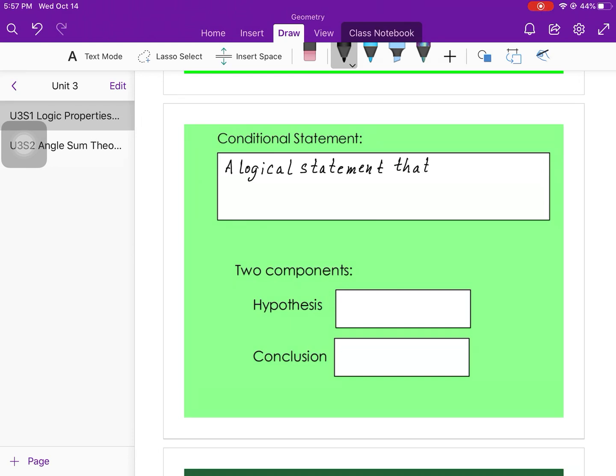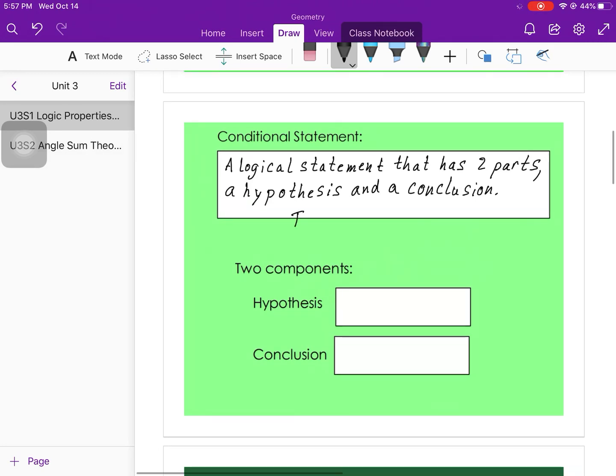that has two parts. Okay, it's a hypothesis and a conclusion. Now, you've heard these words before. You've probably heard the word hypothesis in science class, and then you've heard the word conclusion in English class at like the end of an essay or something. And you've heard that a hypothesis is like an educated guess.